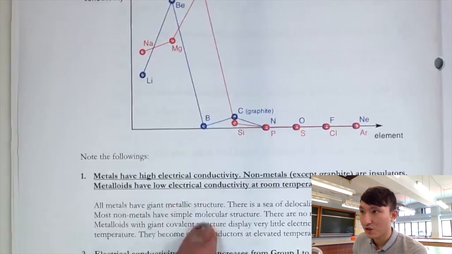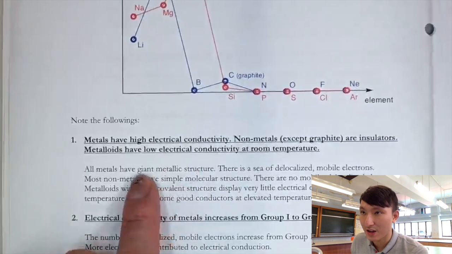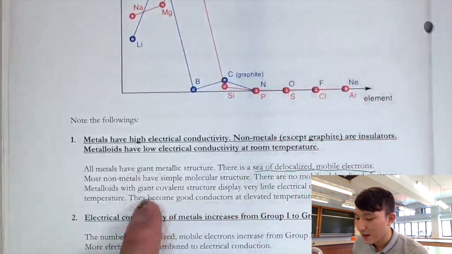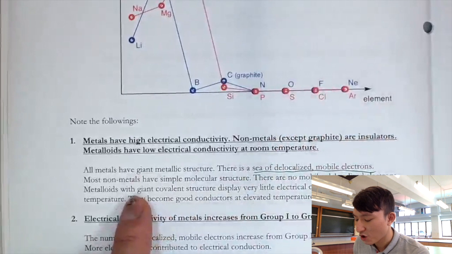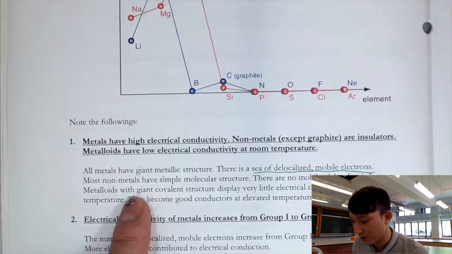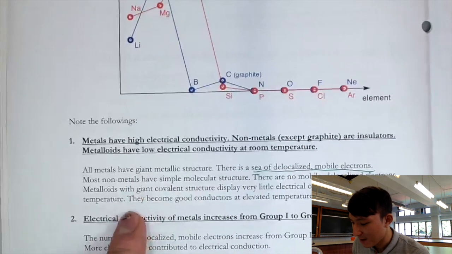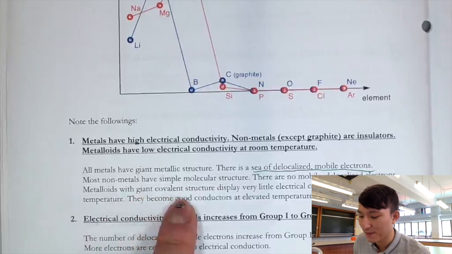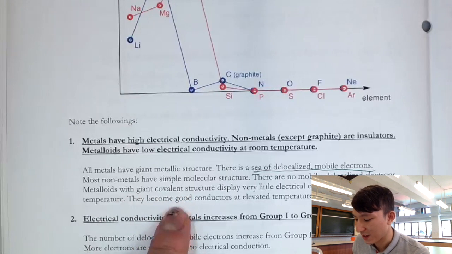Okay. To explain that, you have to talk about the giant metallic structure. It has a sea of delocalized mobile electrons able to contribute to the electrical conductivity. Metalloids, they have giant covalent structure, but they still can contribute a little bit to the conductivity. Okay.